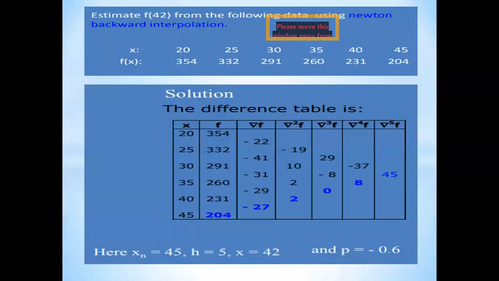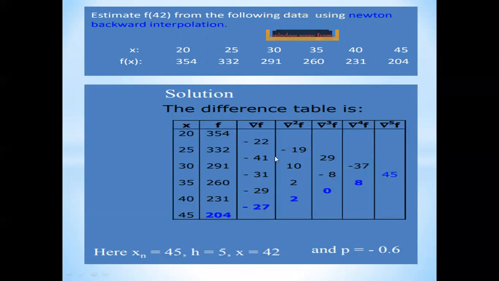So next problem, estimate F(42) from the following data using backward interpolation. Here the x values are 20, 25, 30, 35, 40, 45 and the f(x) values are 354 and so on, which they have given. They are asking to find F(42). The value 42 lies between 40 and 45, so it's very close to the ending value. So we are going to use the backward interpolation formula.